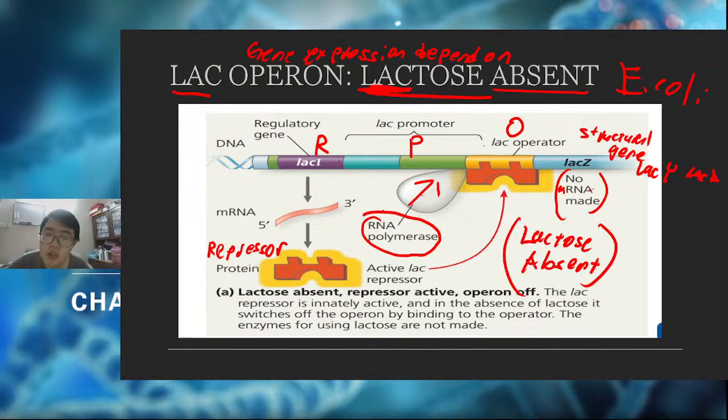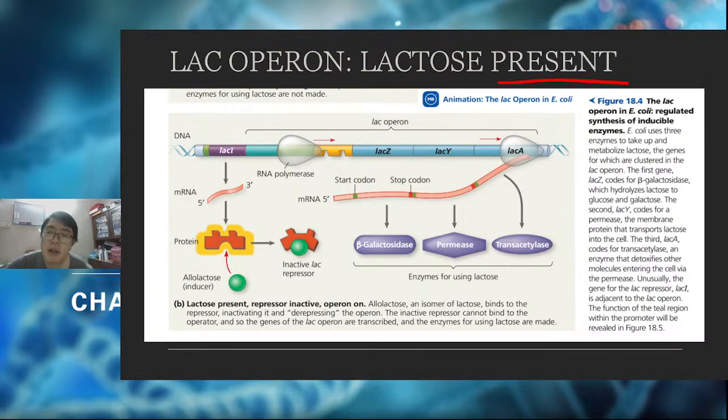So this is called the lac operon is switched off. Dia switch off lah, because no transcription occurs. Inilah kami panggil switching off. Deactivate, or other term is deactivate. Okay, next is about lactose.